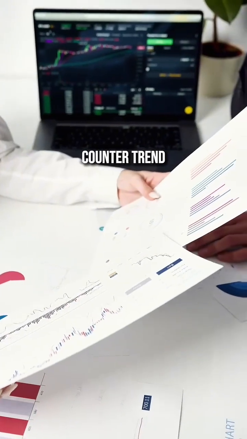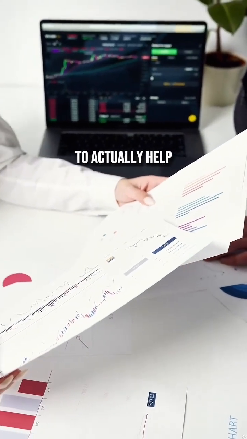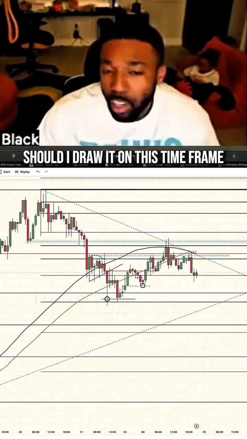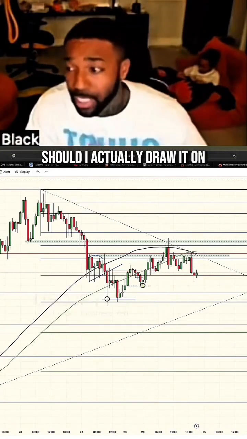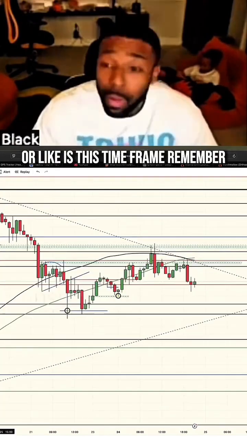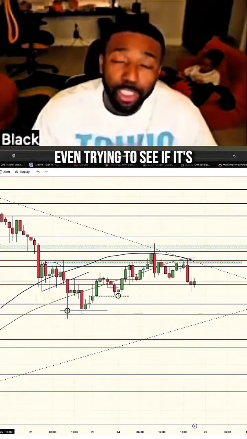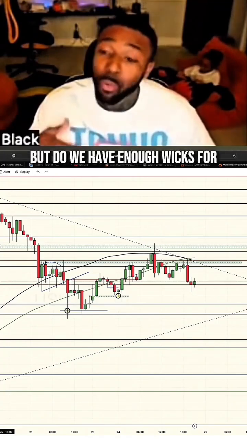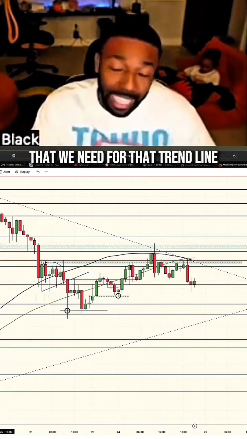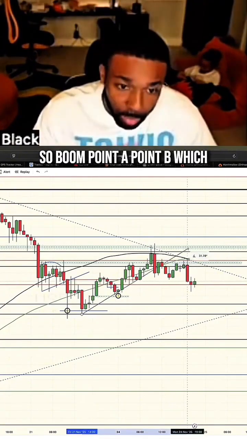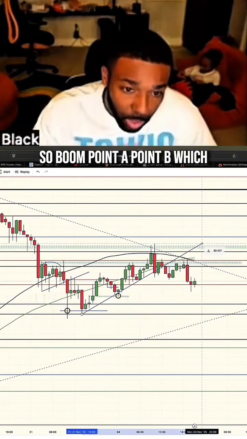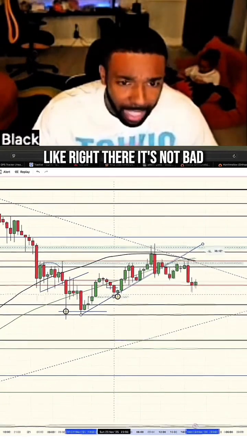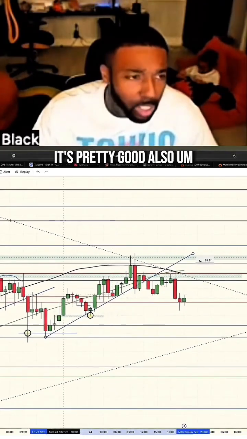Whenever we have a counter trend, what's one thing we can do to help better that situation? A counter trend line, exactly. So should I draw it on this time frame, or what time frame should I actually draw it on? Remember, yes, we're analyzing on this time frame, but do we have enough wicks to get the angle that we need for that trend line? So boom, point A, point B, which could be based off the bottom of that bearish wick right there. It's not bad. I think it's pretty good also.